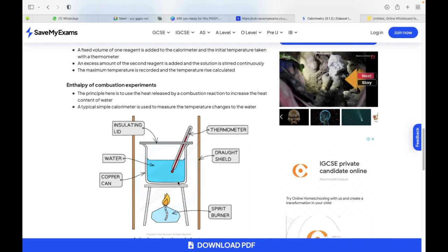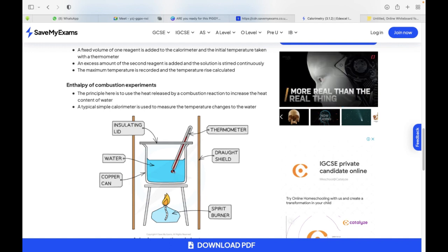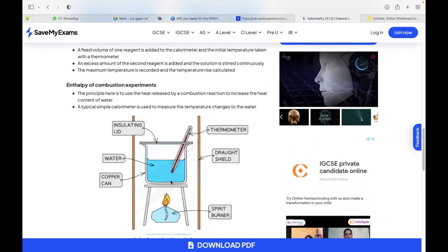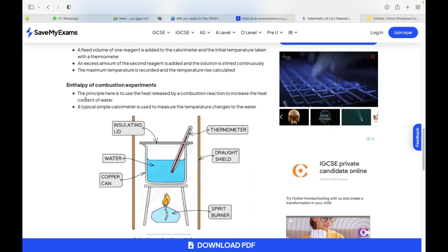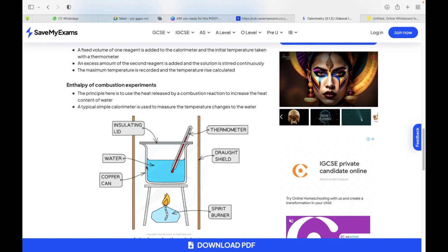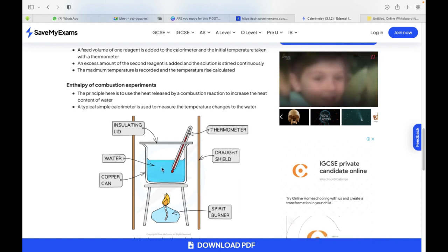Okay, the heat energy that is given off when a combustion reaction happens. Combustion is when a fuel, or anything that can act as fuel, reacts with oxygen, right? And then it produces water, carbon dioxide, and so on and so forth, and heat energy. So for this experiment, the principle is to use the heat released by the combustion reaction to increase the heat content of water.